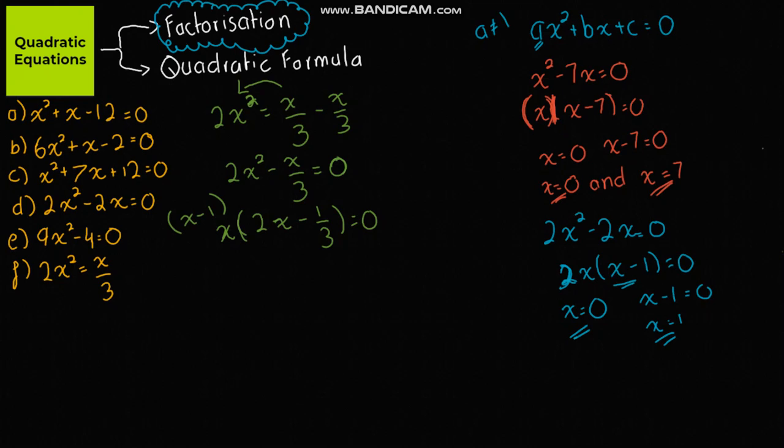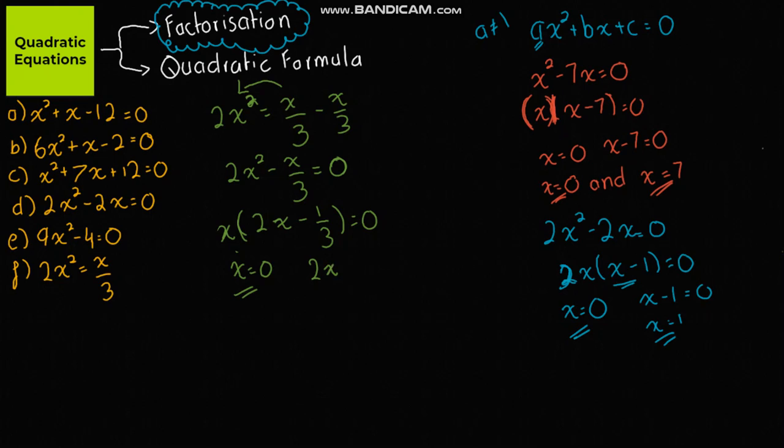But in this case, as you can see, there is a value for x where x minus 1 is equal to 0, and you can solve for it, and therefore x is equal to 1. But it's only x that is outside the brackets, and therefore one of the answers of x would be 0. So therefore x is equal to 0, and we solve for this.